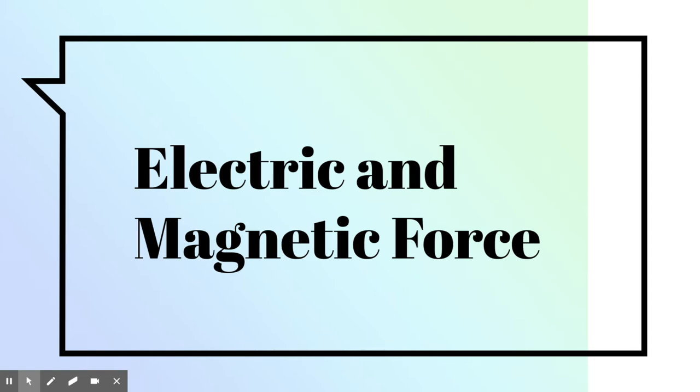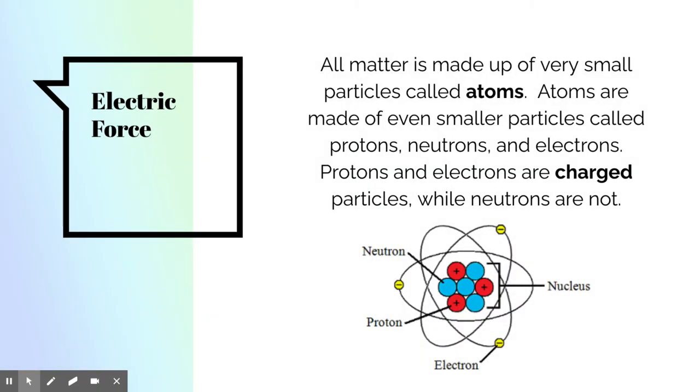So we'll get started. Electric force is what we're going to start with. And when we think about electric force, we have to go all the way down to the smallest particle that exists on Earth, which is an atom. So all matter, anything, is made up of very small particles that are called atoms. And when we look at an atom, it's actually able to be broken down into even smaller parts. So atoms are the building blocks of all matter, but what makes up an atom is truly the building blocks of all matter. So we have three parts in an atom.